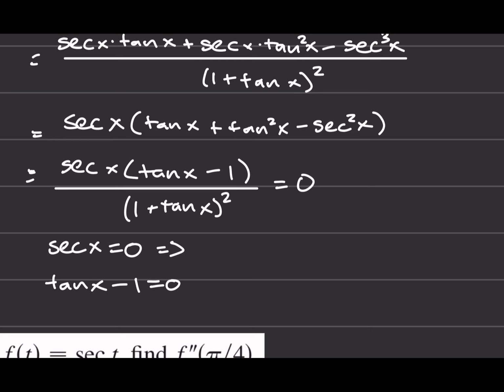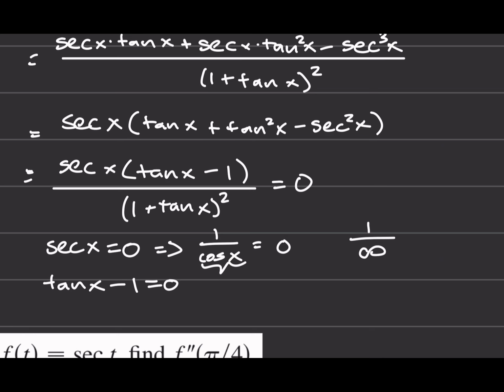So first, can secant x ever be 0? The answer is no. Because how would you get a fraction equal to 0? You would have to do 1 over infinity, right? And obviously, cosine of x can't be infinity. The highest value of cosine x is 1. So this, it can't happen.